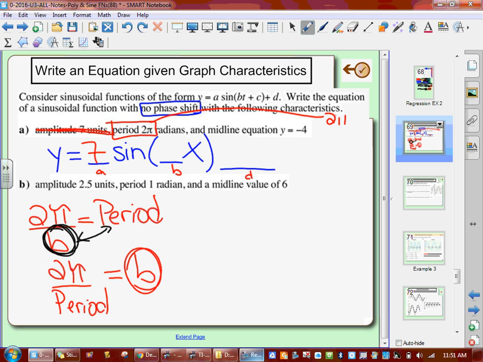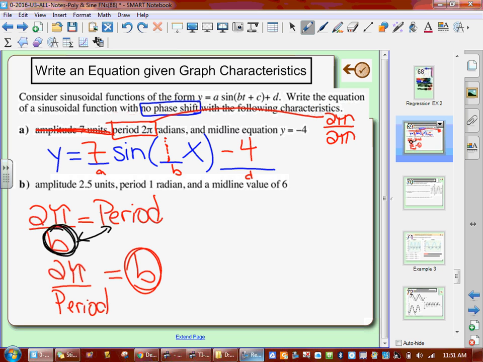Then it says we have the equation of our midline is y equals -4. I've got one last spot. He's going to go -4. The midline never changes his sign. If he's a negative, he stays negative. The only one that would change would be the C value phase shift, but they're going to tell us that one. Okay, so we've created our equation.